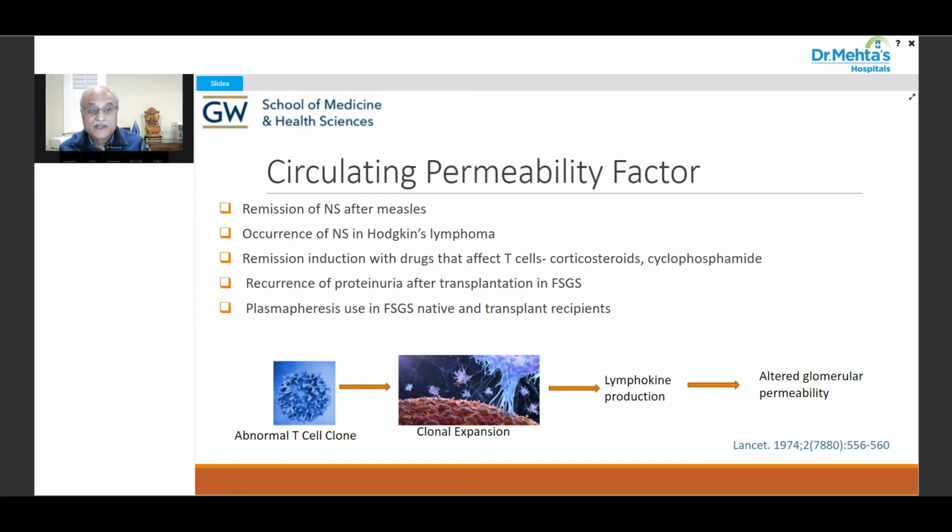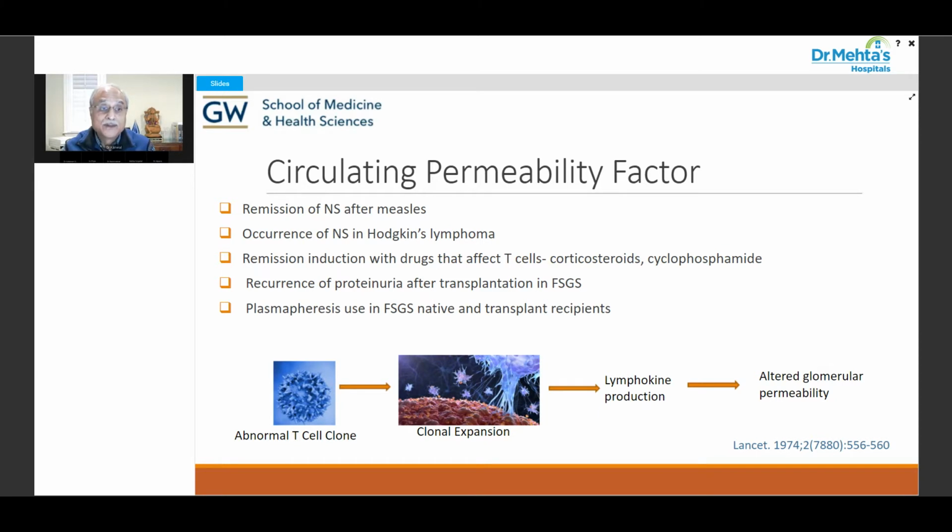And the evidence that he pointed out was remission of nephrotic syndrome after measles, which transforms T cell function, occurrence of nephrotic syndrome in Hodgkin's lymphoma, and remission of nephrotic syndrome with drugs that impact T cells, such as corticosteroids and cyclophosphamide. And there is a whole host of data on recurrence of focal sclerosis in transplantation, leading to the speculation that there is a circulating factor in those patients as well.